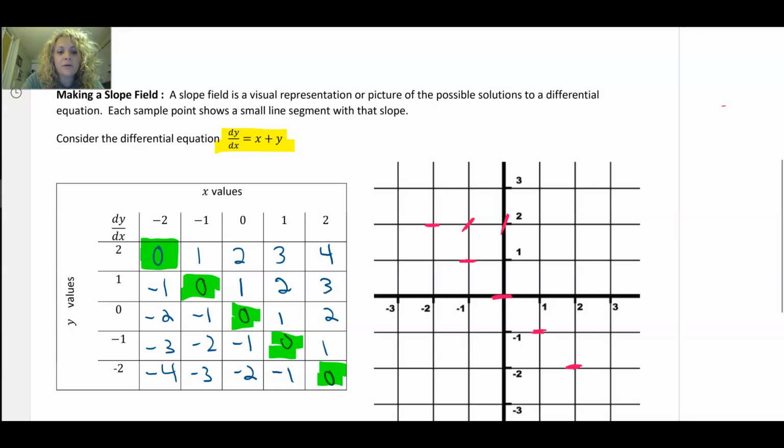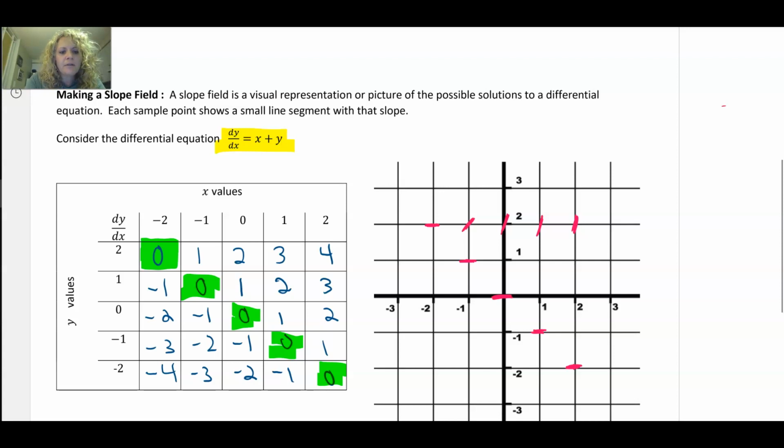At 1, 2, I'm going to make it even steeper. And at 2, 2, I'm going to make it really steep. So it's not necessary to make those line segments perfect, but we do want to show that it's getting steeper or less steep somewhat appropriately.